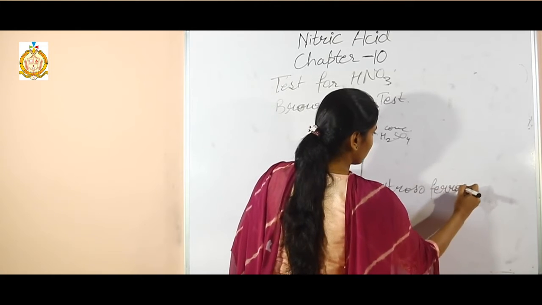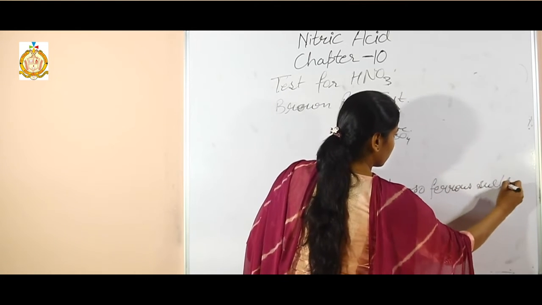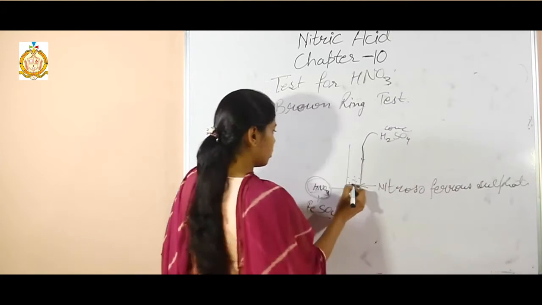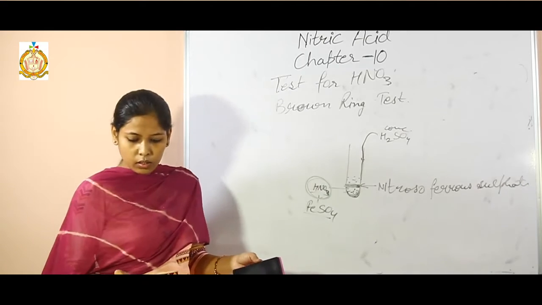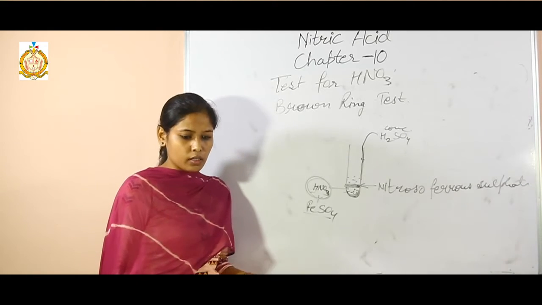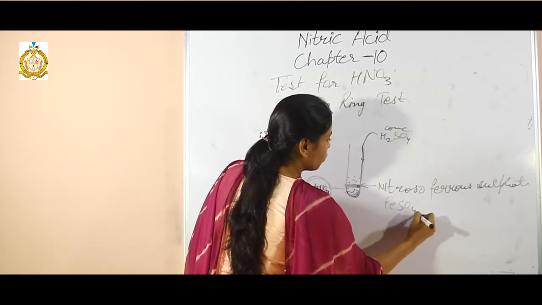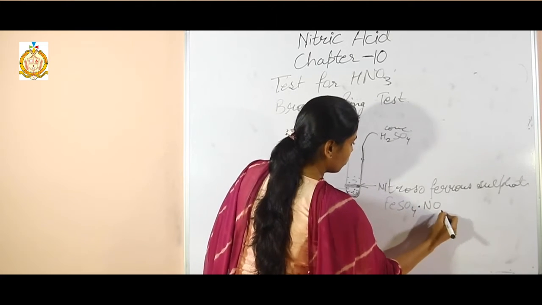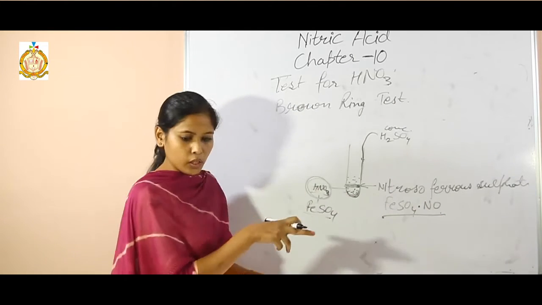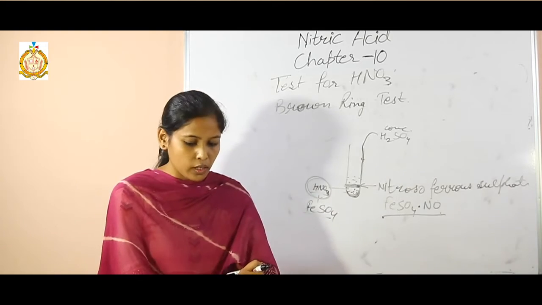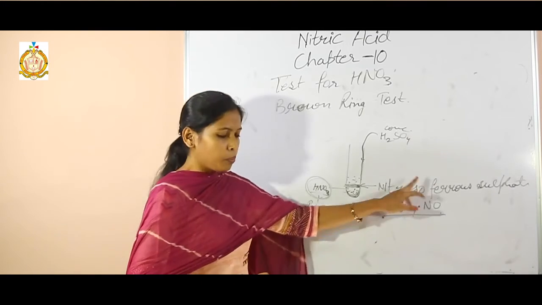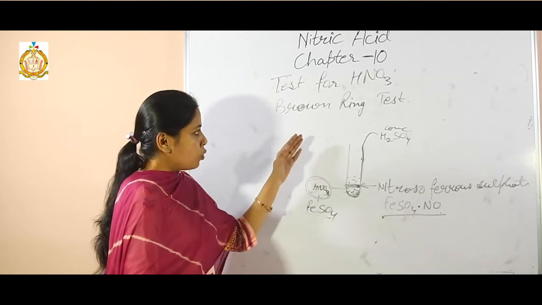Nitroso-ferrous sulfate, this one. And then some precautions. The formula is FeSO4·NO. You can do the reaction from the book. Nitroso-ferrous sulfate is a brown compound. Now, notes are there.